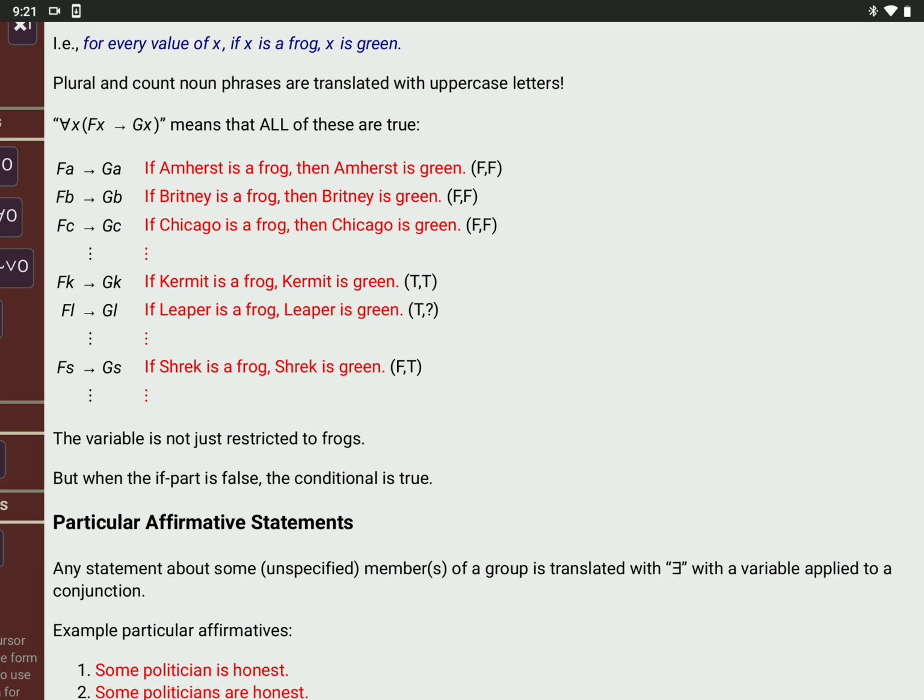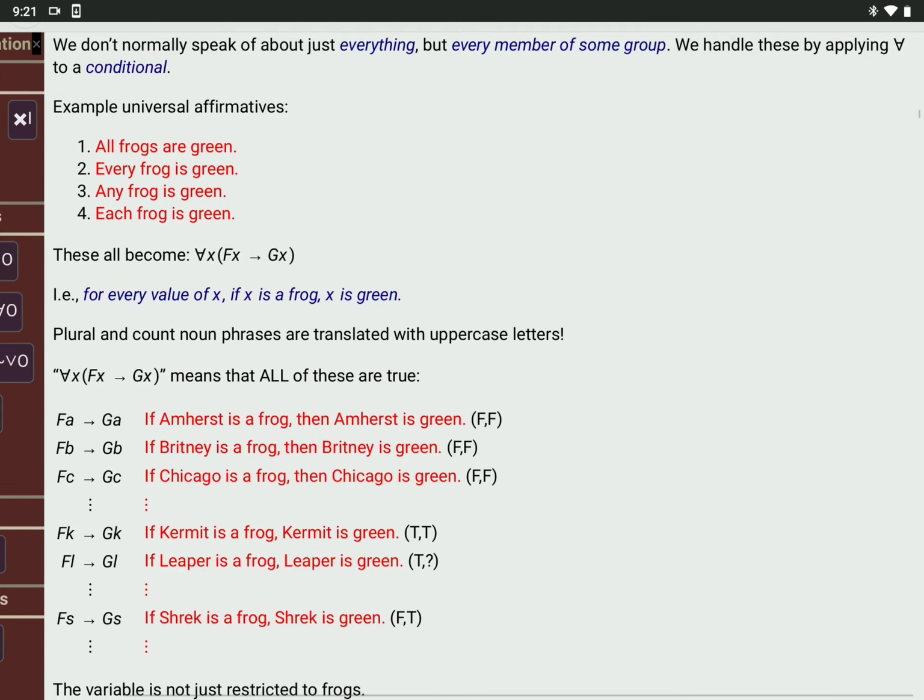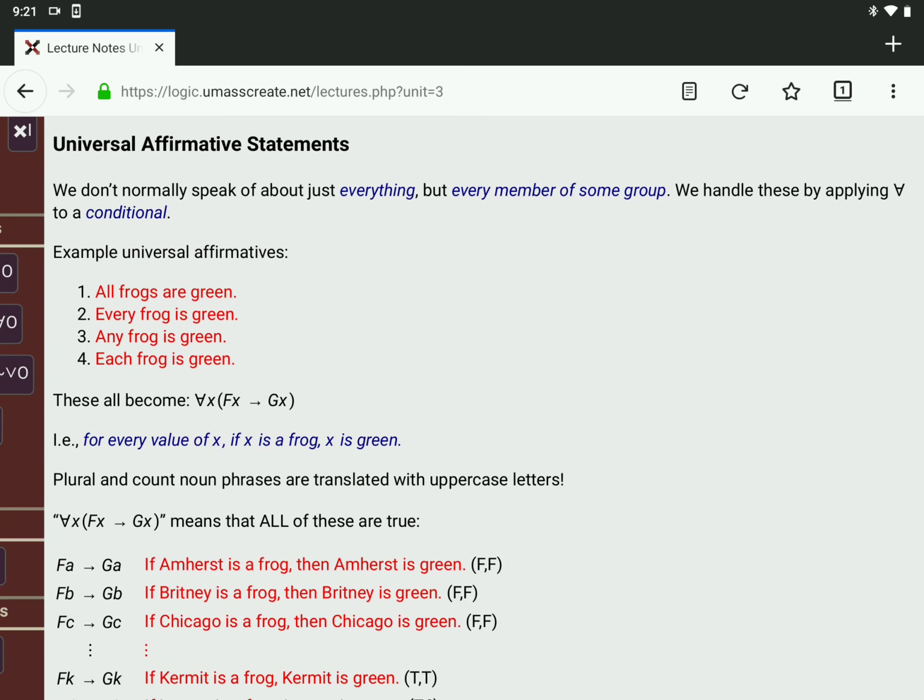So we understand this with an arrow because we want to say if something is a frog, then it's green, not that everything is a green frog. So we don't use an ampersand here, we use an arrow. The variable isn't just restricted to frogs, it goes over everything, but for things that aren't frogs, you've got a false on the left, which makes the conditional true. The only thing that can make one of the instances of this conditional false is if you've got true on the left and false on the right. Okay. So anything like that, about every member of some group, is called a universal affirmative statement. It's saying that something is true about everything.